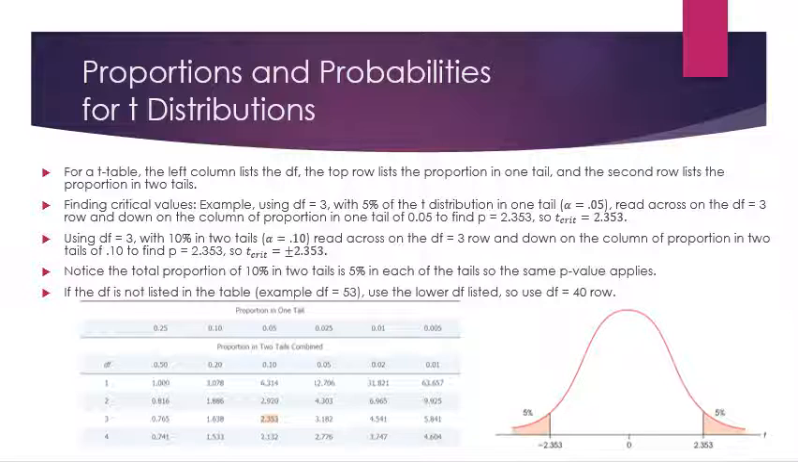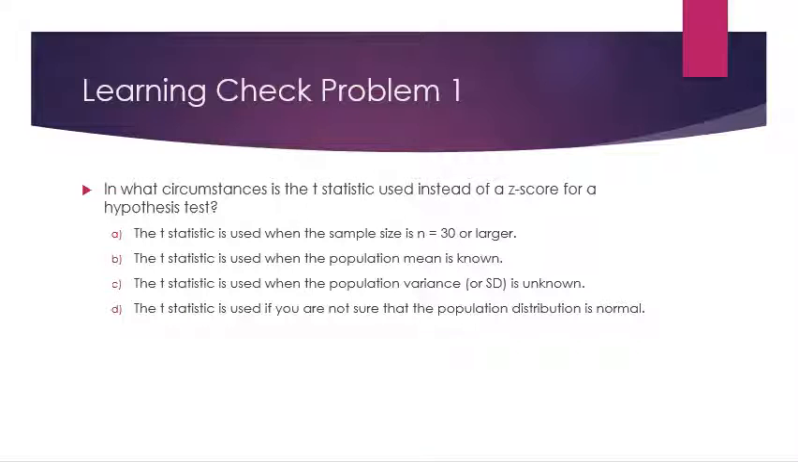One thing that you need to know when you get to larger numbers, like say you had degrees of freedom equals 53, they don't list all those numbers on the table. They might have listed df equals 40, df equals 60. So you'd go to the lower one. So for example, you'd use df equals 40. You'd use that row to find your critical values.